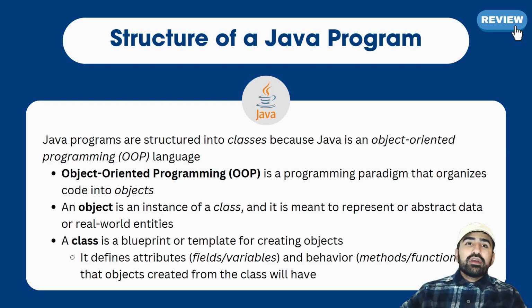programming language? So the class is going to define attributes, so the characteristics of the object, and then the behavior. So those will be through the methods slash functions. We're going to talk about functions later on. For now, we're going to stick with the word method. That objects and behavior that objects created from the class will have.